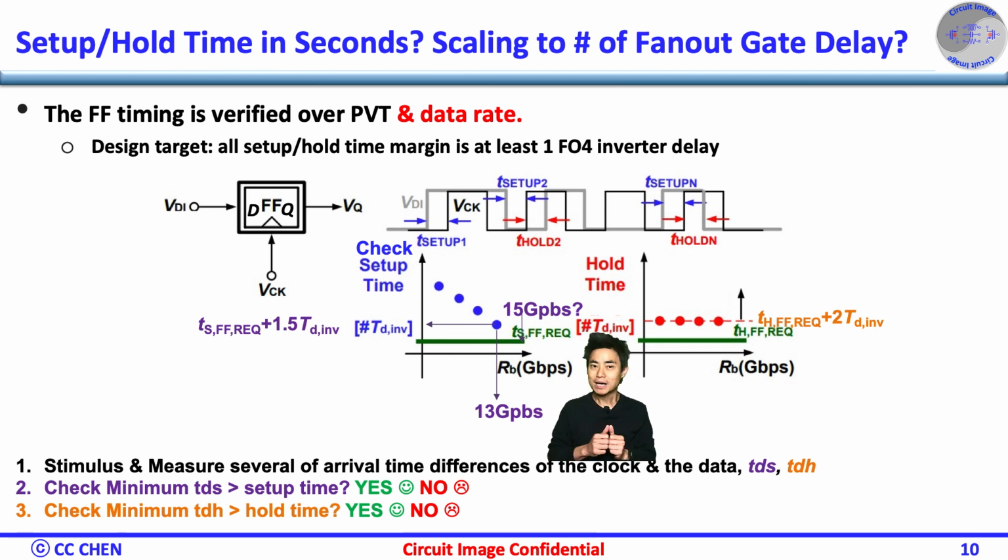And even possibly, 15 gigabit per second may meet the setup time right on the edge. For the late arrival time of the data, as you can see, the hold time margin is 2 fan-out of 4 delay over data rate, which is much more robust and safer.